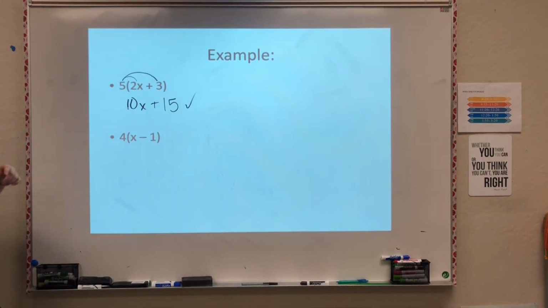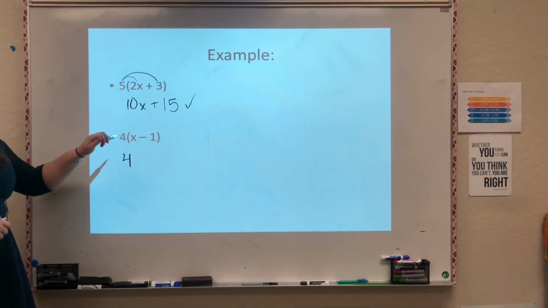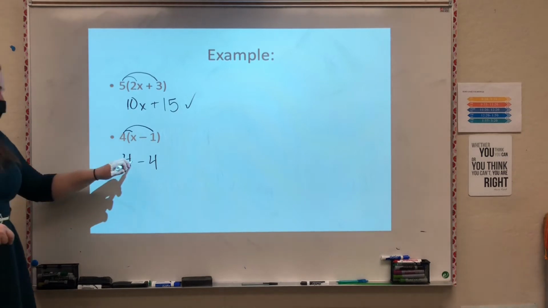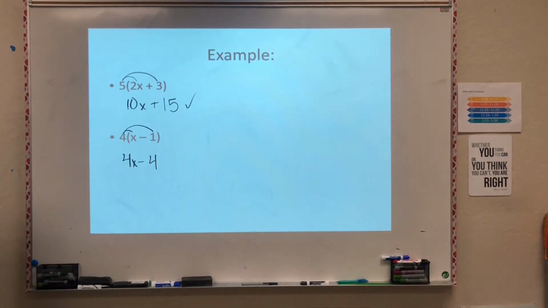You want to try one more? 4 times x is 4x. And 1 times 4 is 4. Mm-hmm. 4x minus 4. All right. Nice. That's as far as you can go. That is as far as you can go.